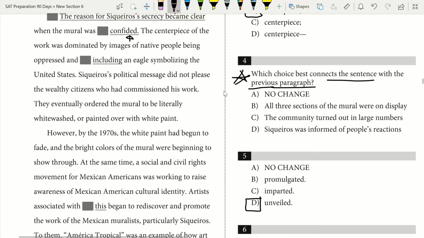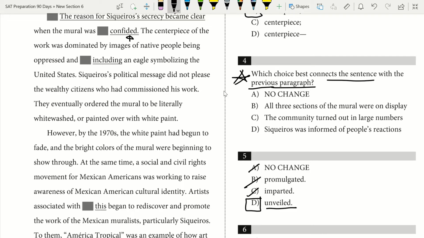Okay, we're talking about that mural being introduced to the public for the first time, which is going to be the word unveiled. Okay, we wouldn't say promulgated or imparted or confided. Confided would mean the opposite of it being shown to the public, and we're talking about it being shown to the public, so our answer there should be unveiled. Okay, so the answer for number 5 is going to be D.